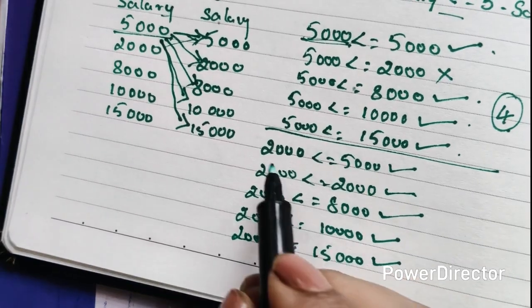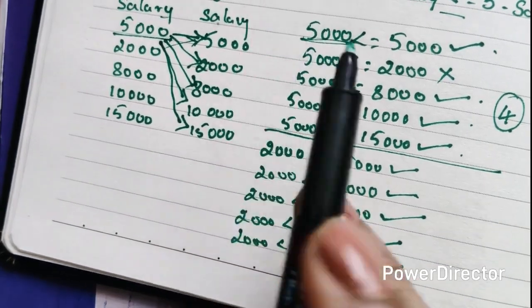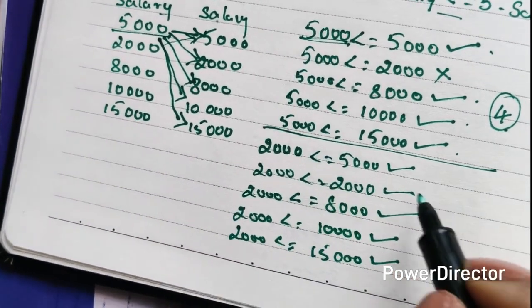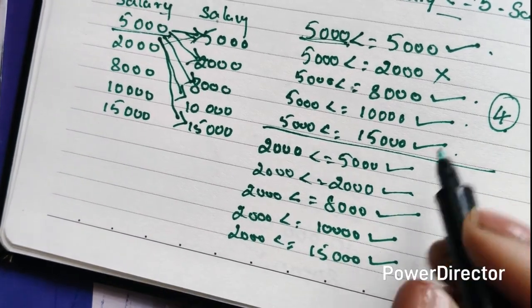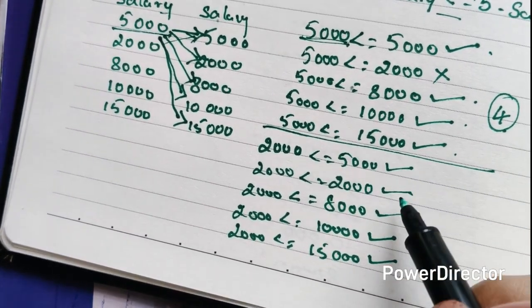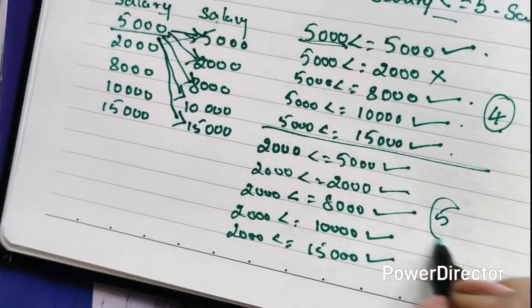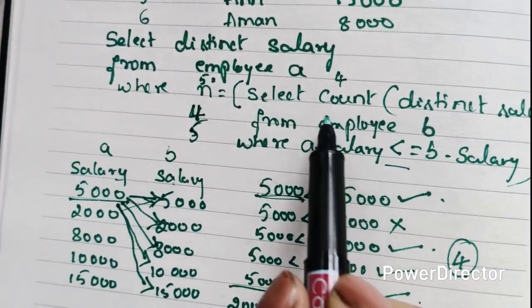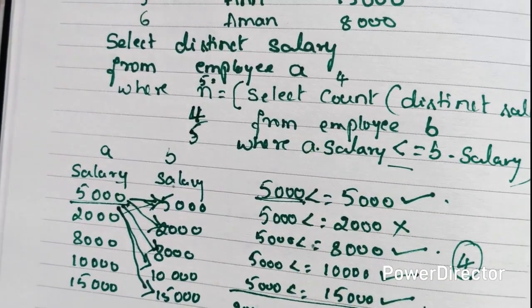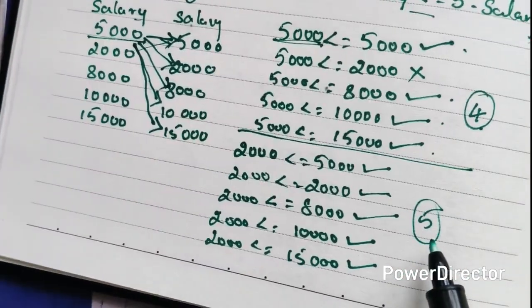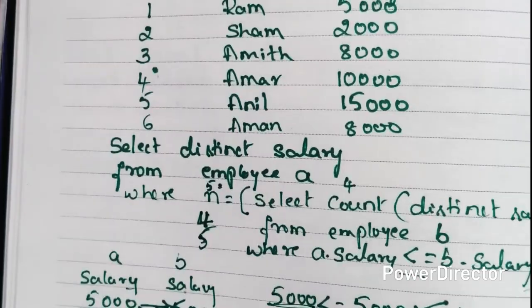Yes, it is true. So this 2,000 salary, which that particular employee is earning, will be compared with all the other employees' salaries. The count of this will be 1, 2, 3, 4, 5. The count is 5. We want the count only. That is why we wrote in the query, select count of distinct salary. So we are taking the count. The count is equal to 5 now.